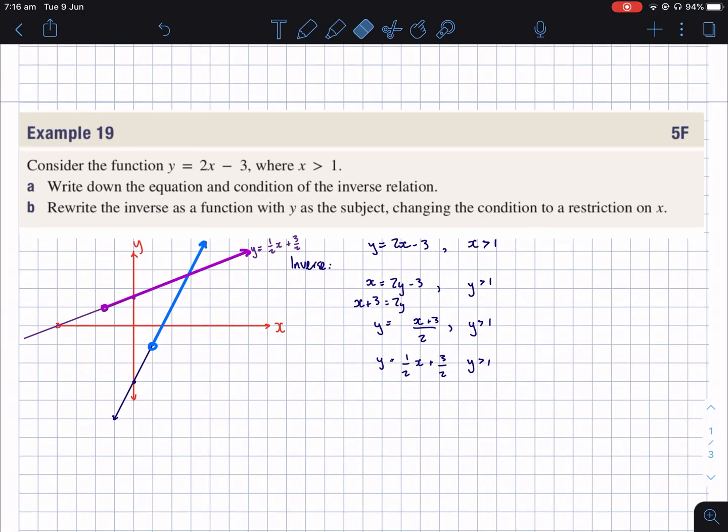So these questions in this chapter, they're not hard. I just don't want you to overthink it.